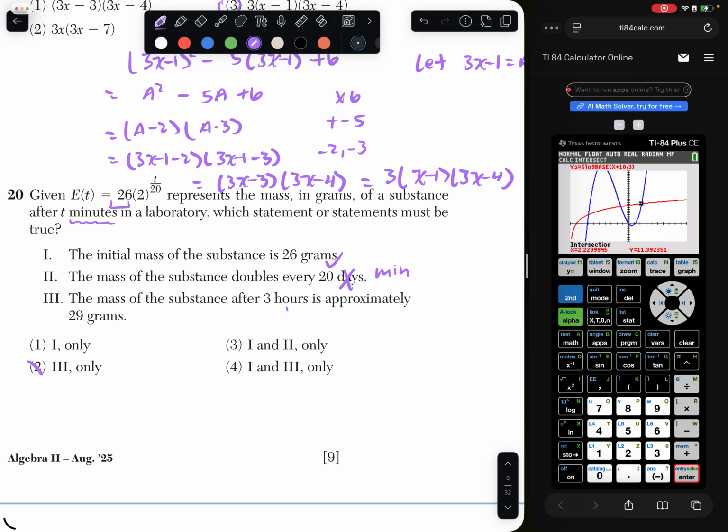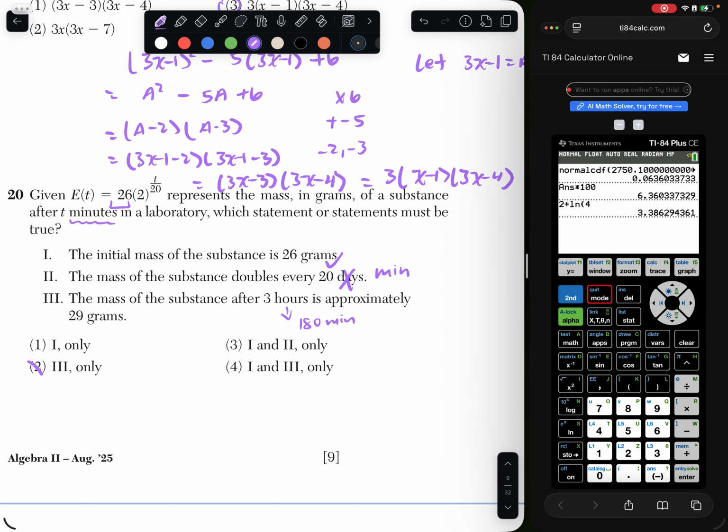The mass of the substance after 3 hours is approximately 29 grams. So again, this is given to us in hours. We have to convert it to minutes. 3 times 60, that's 180 minutes. So now let's use our calculator and see. 26 times 2 to the 180 divided by 20. That is 13312, and that's not 29. So no, the answer is just choice 1.